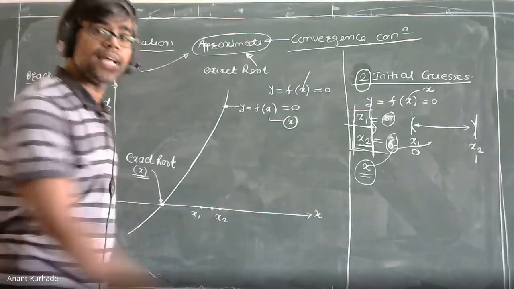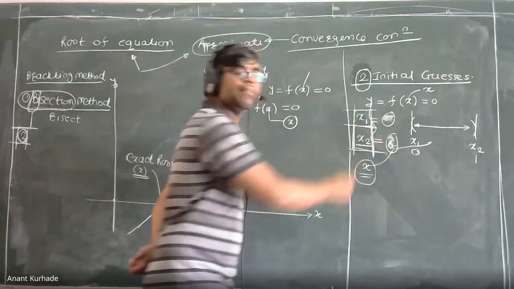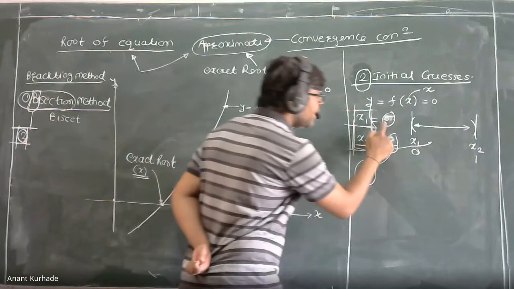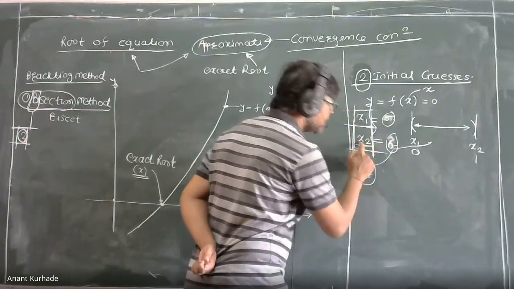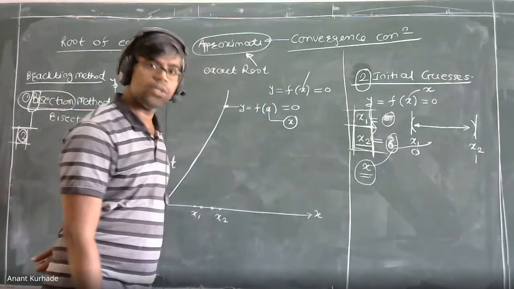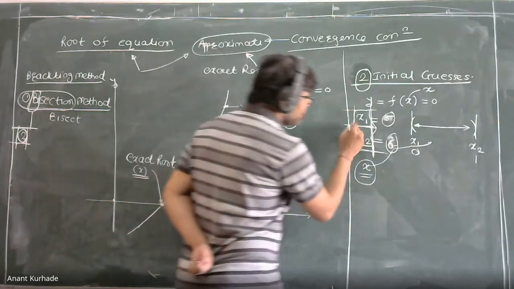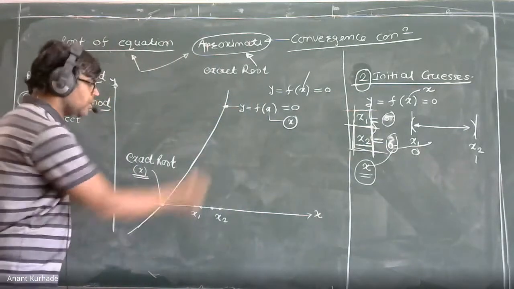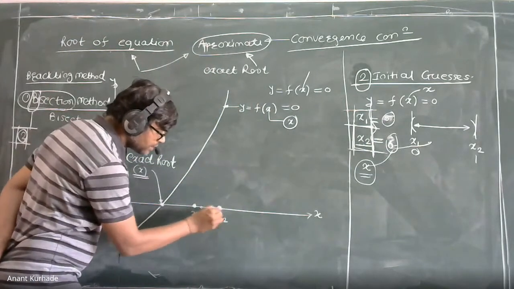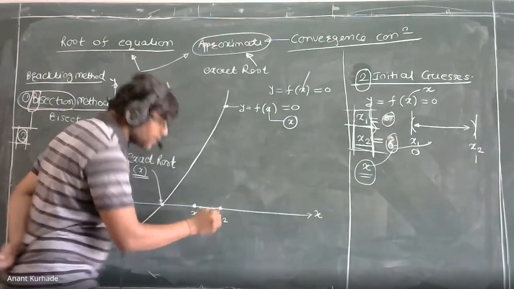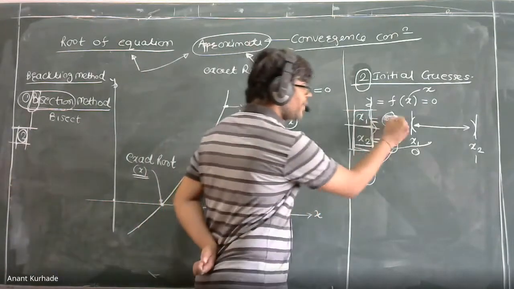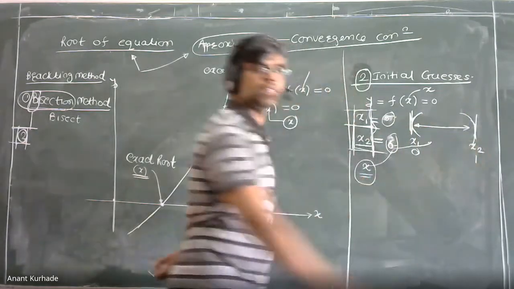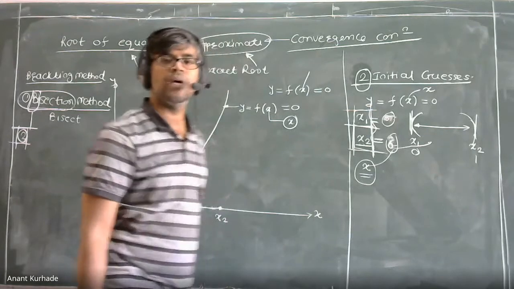But these are the guesses. These are not the exact values of x1 and x2. Remember, this is important. In some cases, I have taken x1 equal to 5, x2 equal to 6, and when I plot on this graph and see this bracketing method, the root lies between these two values, x1 and x2. These two values form the bracket. That's why this bisection method is under the head of bracketing method.